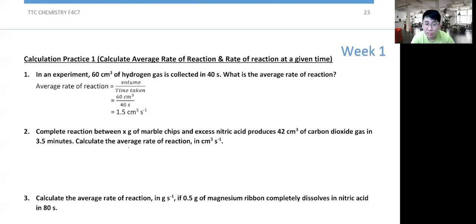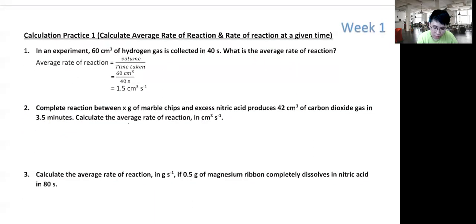Okay. So let's say now in question number 2, complete reaction between X gram of marble chips and nitric acid produces 42 cm3 of carbon dioxide gas in 3.5 minutes. Can you calculate the rate of reaction? Did they ask you to find X? Never, right? So the X is probably just there as a decoy to confuse you. What they only want is the average rate of reaction in cm3 per second. Guys, always look at the unit. So 3.5 minutes is not suitable. I convert this into seconds by multiplying by 60. Then you take volume over this time. So guys, pause the video here because I'm going to show you the answer. Okay, so 42 over 210 seconds, you get 0.2 cm3 per second.